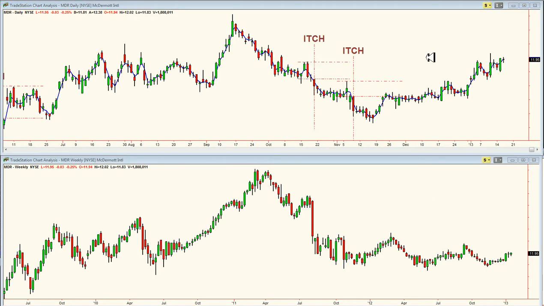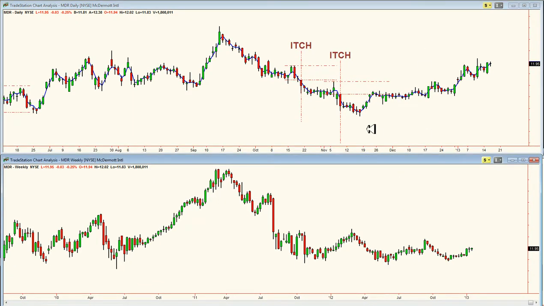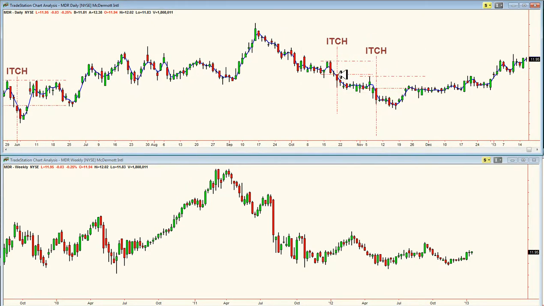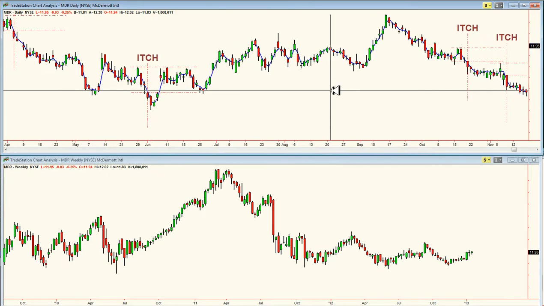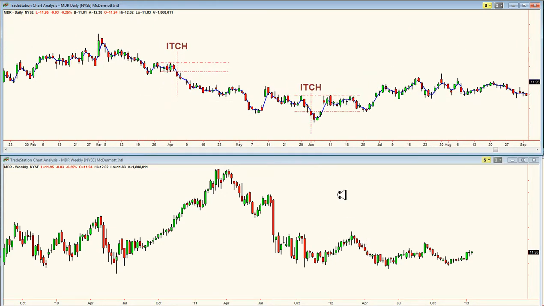Let's take a look at MDR. One more example here. MDR gave a couple of itches. Nice trend down a couple of times. Had a nice move on the trend down. Actually a consolidating market here that pulled back again on the weekly chart. However, you can see on this occasion there was another itch in this last down, an itch that worked really well, and then an itch that failed, actually broke the loss line.